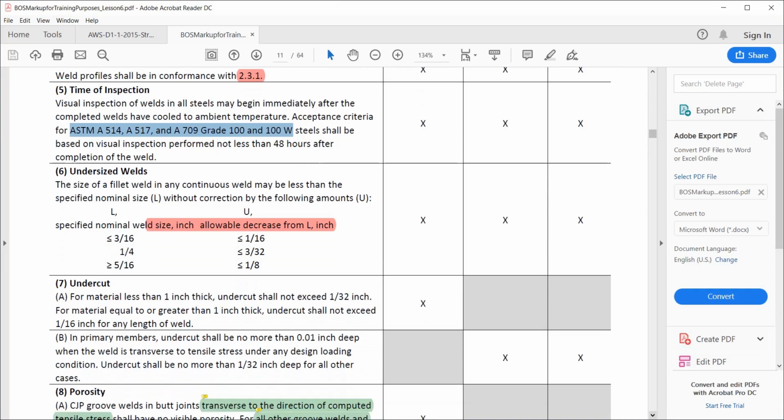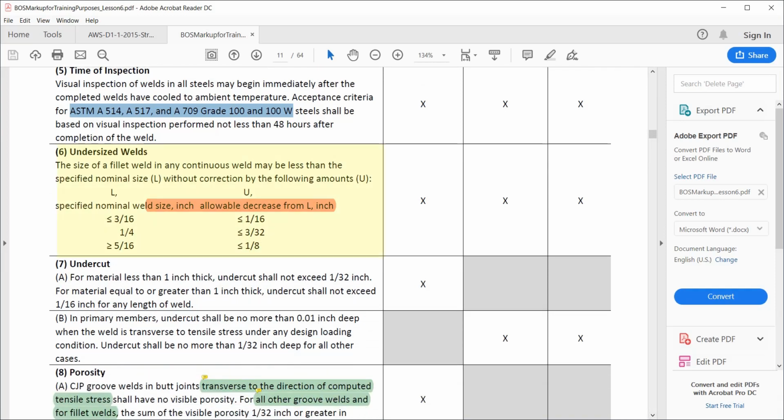Undersized welds. Size of a fillet weld, any continuous weld may be less than the specified nominal size. Notice this says in any continuous weld. Therefore, this allowance, in my opinion, does not apply to intermittent welds. Be glad to be straightened out on someone's opinion of that. That's the way I read it.